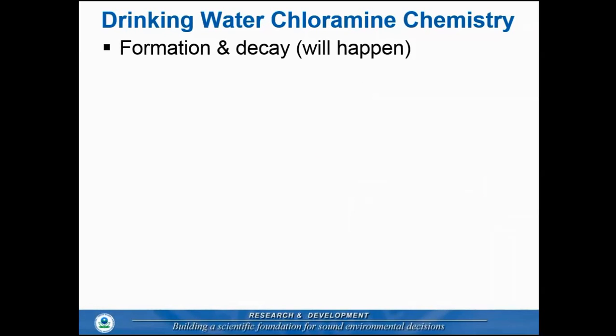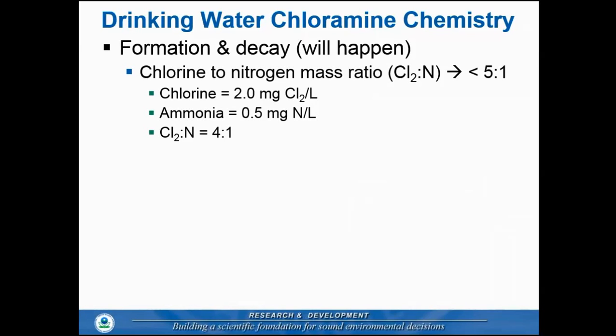So when I think about chloramine chemistry, there's a couple areas I think about, and that's things that are going to happen no matter what happens. So when you add free chlorine and free ammonia to water, and nothing else is in the water, they're going to react, they're going to form chloramines, and then they're going to go away. So I refer to these as the formation and decay reactions, and these are going to happen no matter what else is going on. And they're controlled by some basic ideas, and that is how much chlorine and how much ammonia you add to the water.